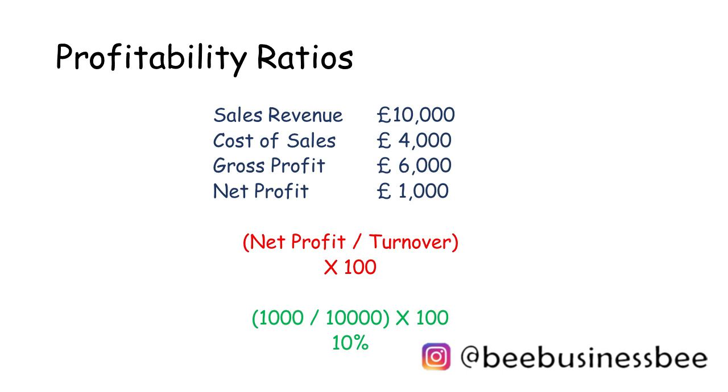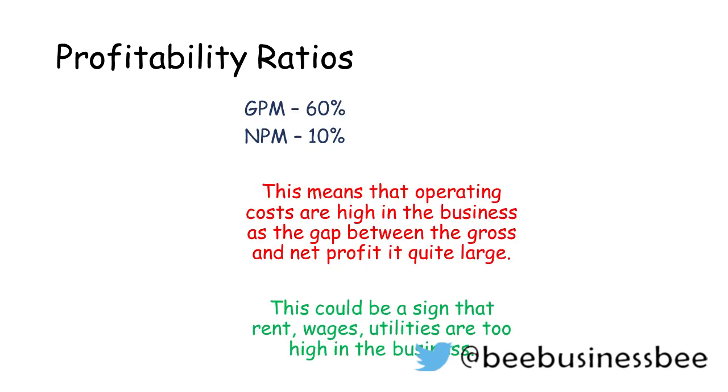You may not be so excited about that figure, but that all depends on comparing it to other information, such as past years or maybe competitors. So that's what you'll be looking for when you get an answer that you've calculated. How does that figure that you've got compare to previous years or previous competitors? So we've now calculated that our gross profit margin is 60%, our net profit margin is 10%. But what does that actually mean?